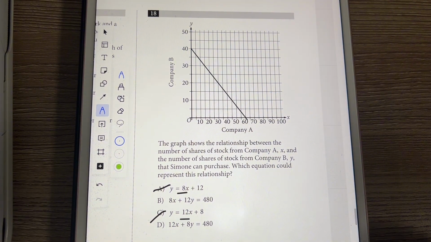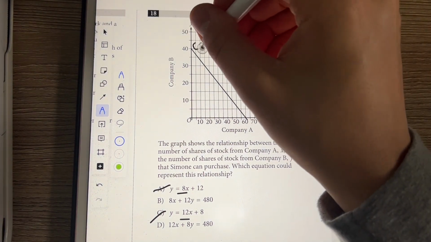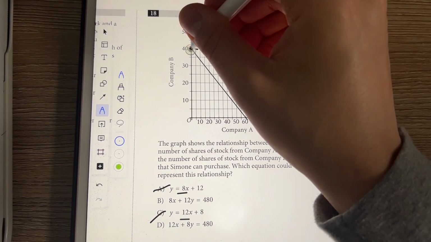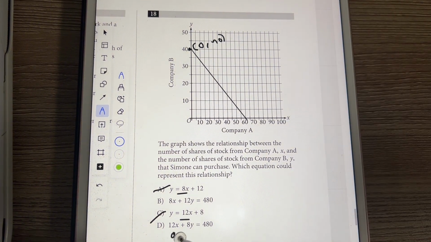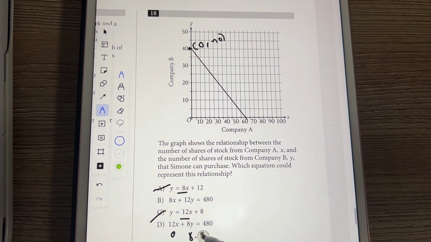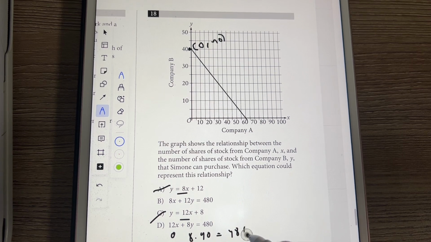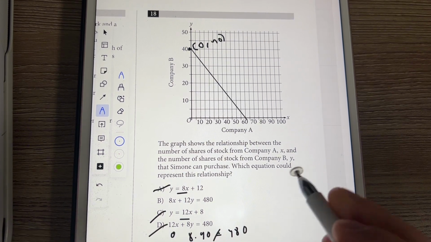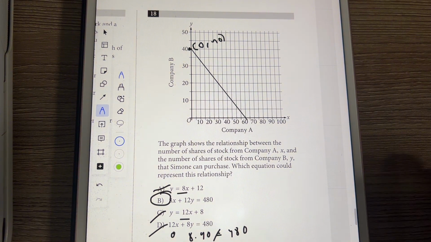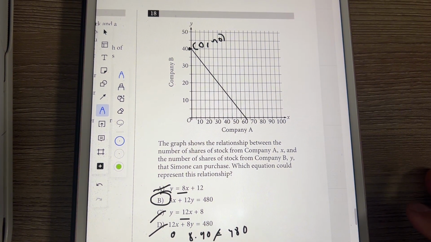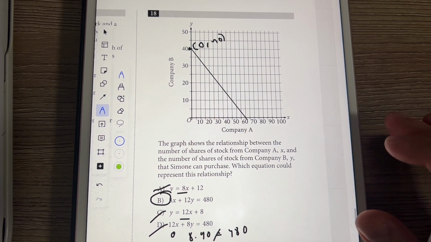From here, I'm just going to plug in a point instead of rearranging everything. I'm going to plug in the point (0, 40), which happens to be my y-intercept. When x is equal to 0, in D, will 8 times 40 equal 480? No, it'll equal 320. But will 12 times 40 equal 480? Yes. B is my best answer. We saved so much time just by process of elimination and plugging in a point. Let this be a lesson.